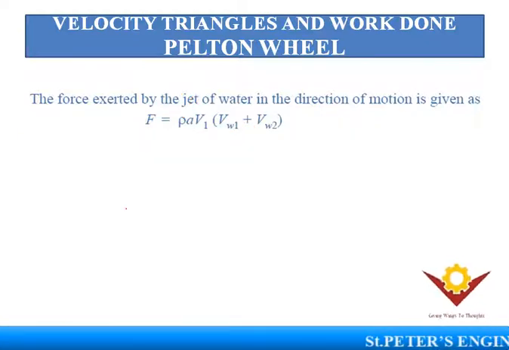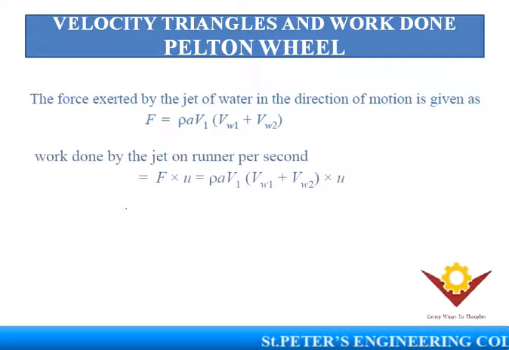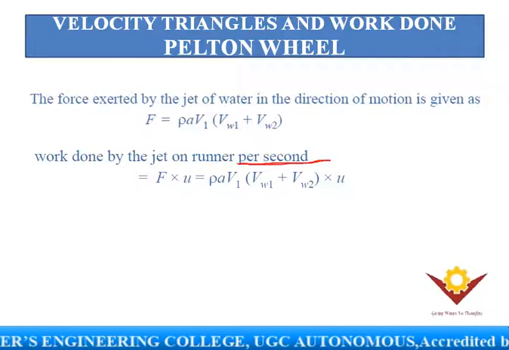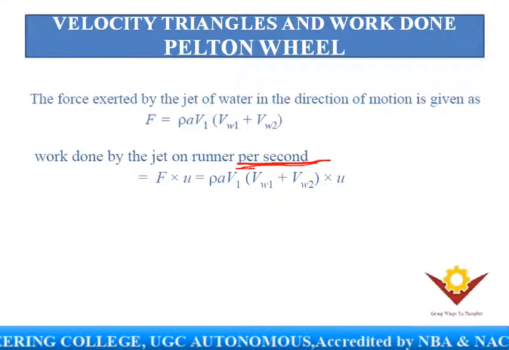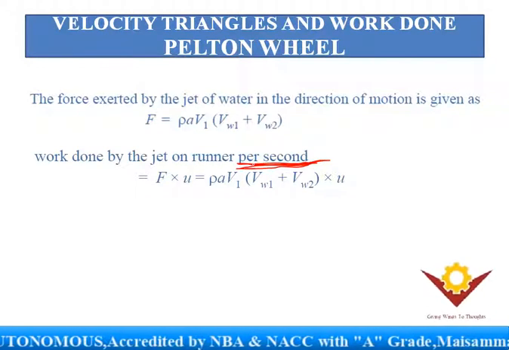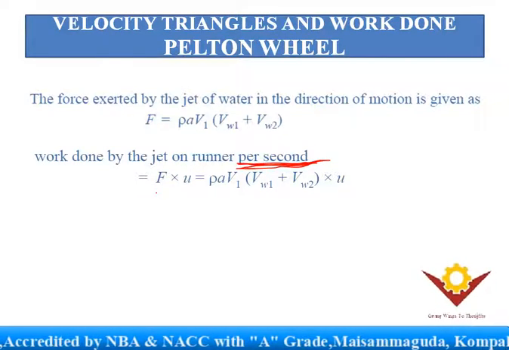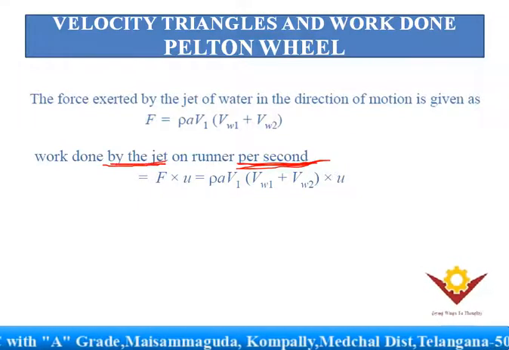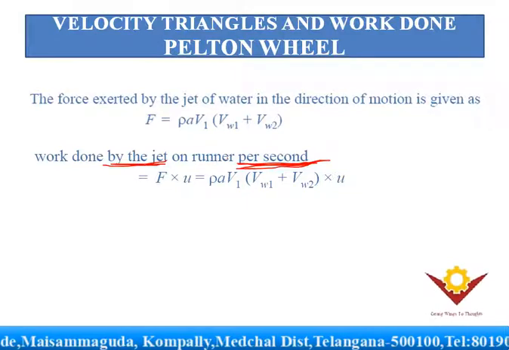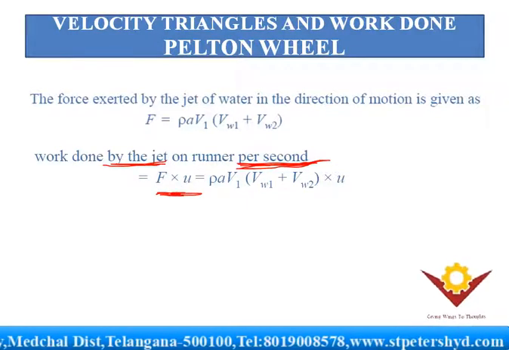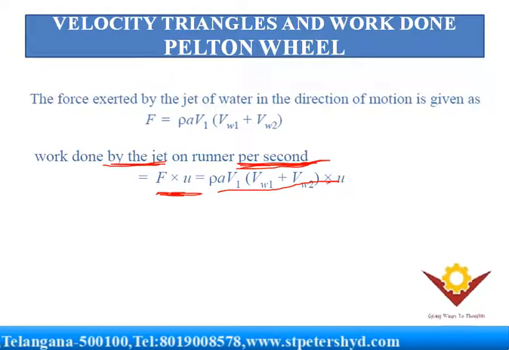And the next, work done by the jet on your runner per second. This is the work done per second. We can see the work done per weight and work done per mass also. We'll see later. So this is the work done by the jet on your runner per second, which is force into velocity. And if you substitute here, you're going to get this equation.